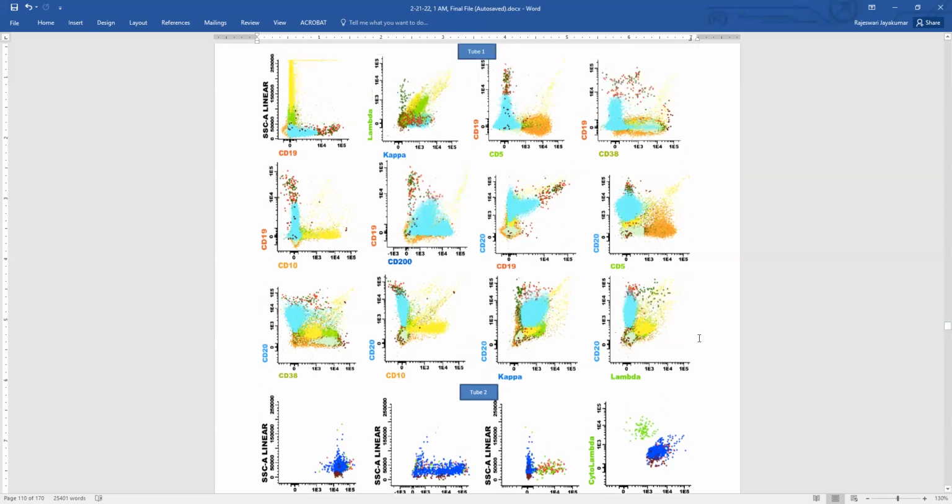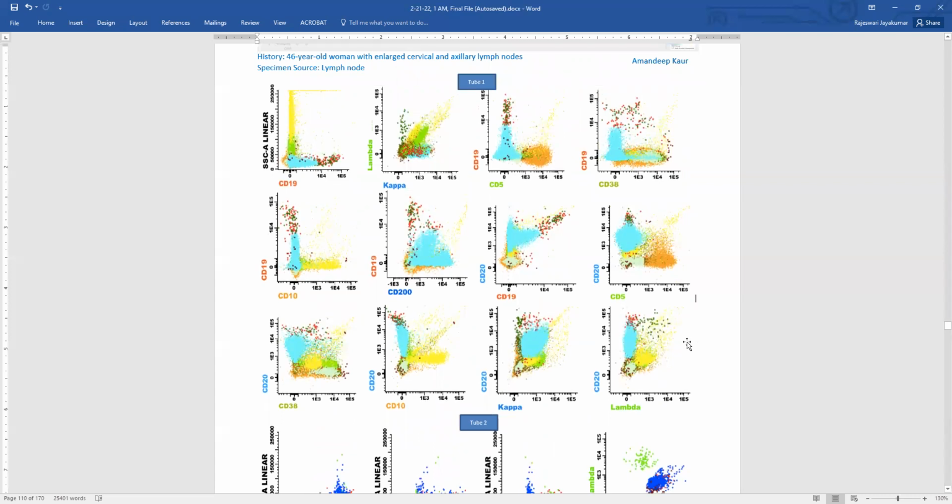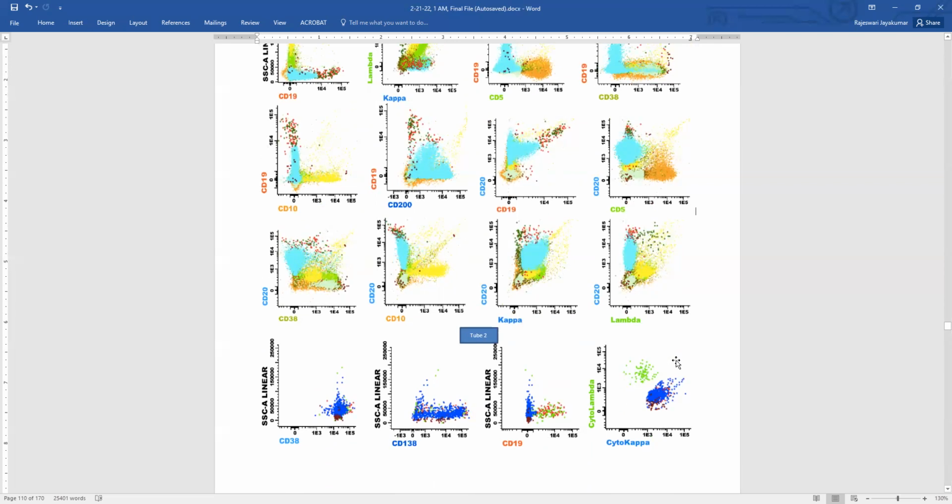So this one, the final diagnosis turned out to be LPL, that is lymphoplasmacytic lymphoma, but that was not made on flow cytometry. So your top line here would be just the percentage of aberrant B cells and the percentage of plasma cells. And you can discuss the differential diagnosis in your comment.